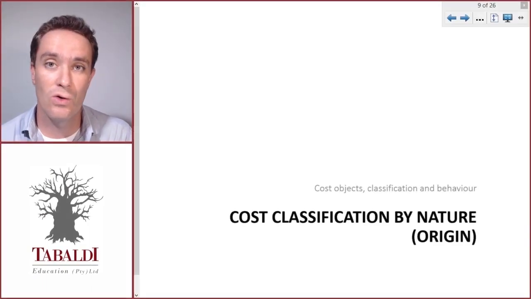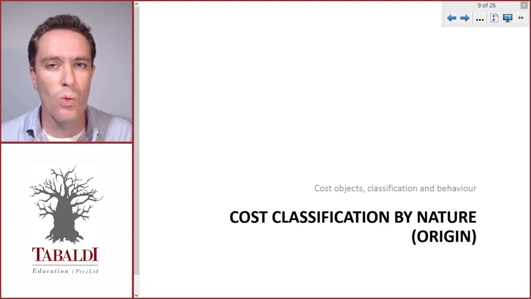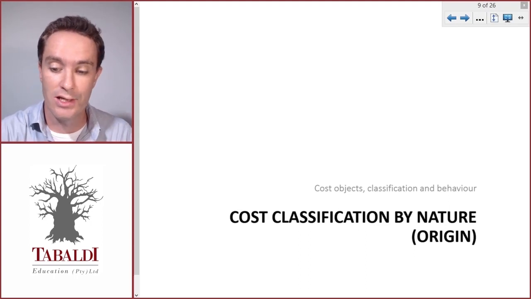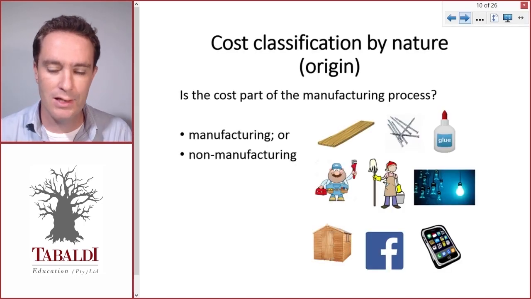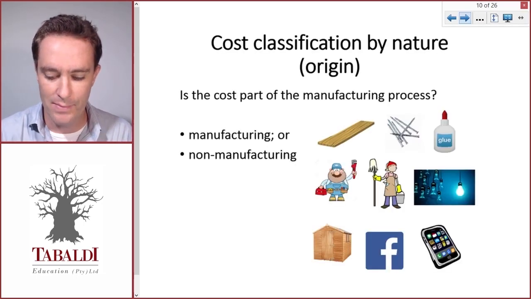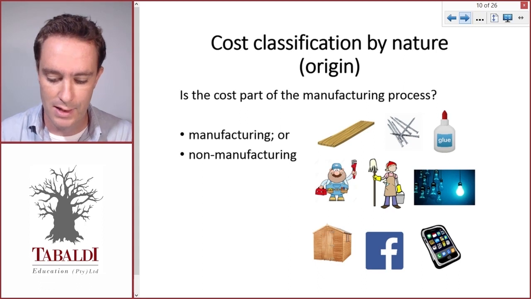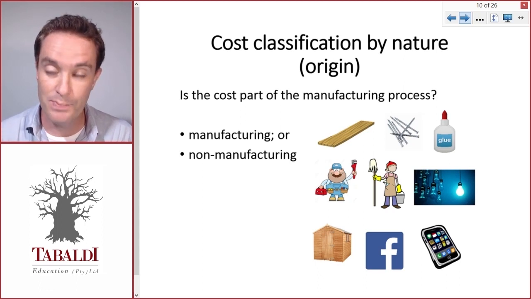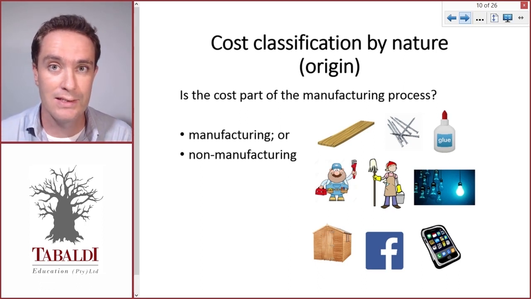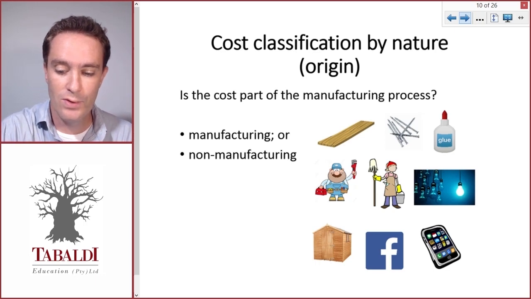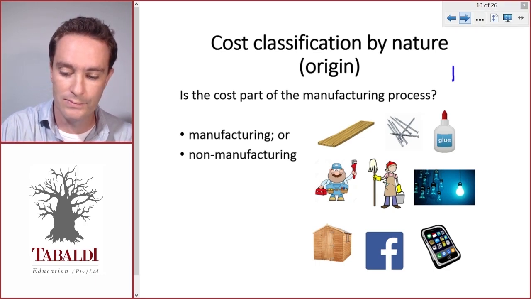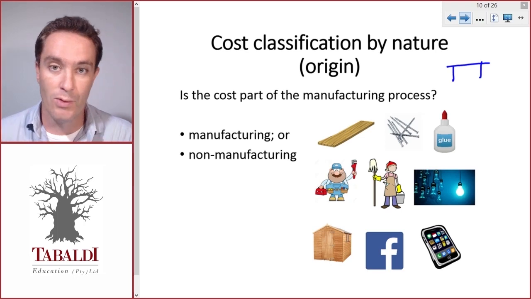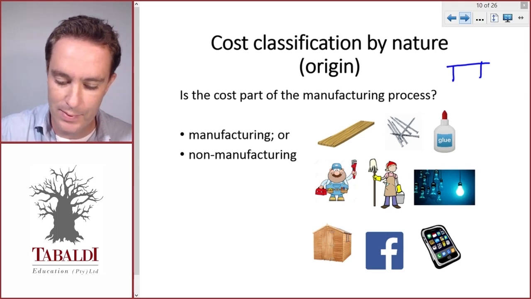We can classify or order costs based on their nature, or where in the business or in which process the cost originated. So I want you to picture our company making tables. Here we've got all the costs listed that we spent during the first month of this business. And let's assume we made one table. So we were off to a slow start, but we made one table.